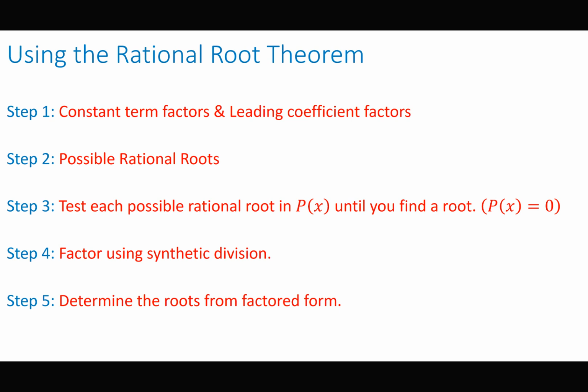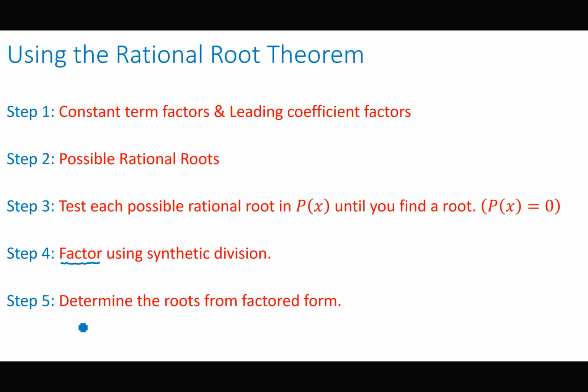Now we're going to expand on this and go to step 3, which is to test each possible rational root in our polynomial until you find a root, meaning your polynomial equals 0. So this is that remainder theorem that we talked about a couple days ago. If we put our 0 into our polynomial, we should get a 0 as an output. So if we test 2 and it works, that is going to be a 0 of the polynomial. We can use that then to continue to factor using synthetic division. So the rational root theorem allows us to factor much more complex polynomials.